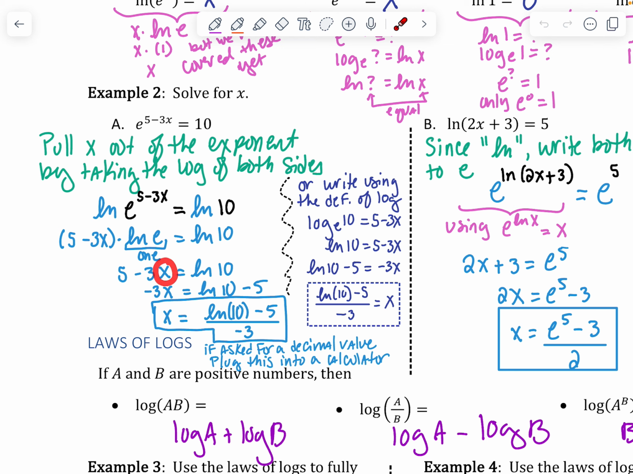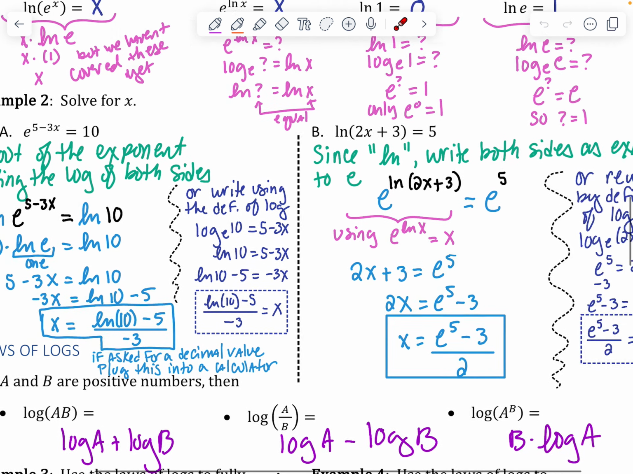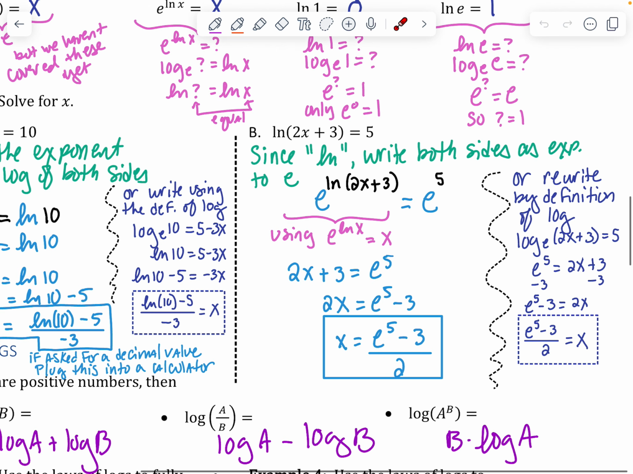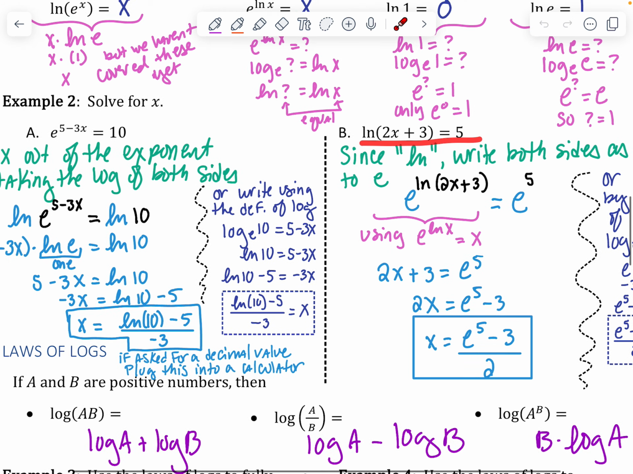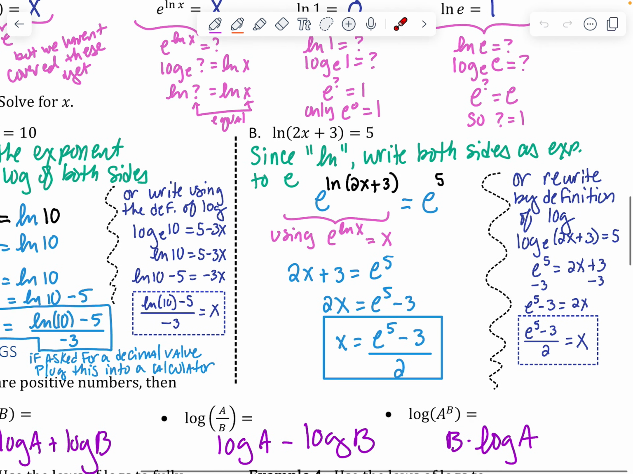But now, as I solve for x, I'm going to subtract the 5 to the other side. I'm going to divide by -3. And you'll notice I get the exact same answer. Similar thing happens to the problem on the right. I'm given an equation here instead of an exponential question. I'm given a log question.